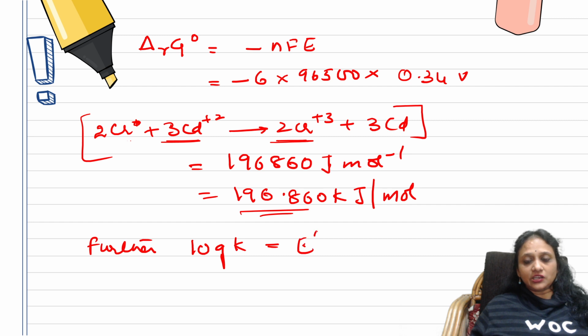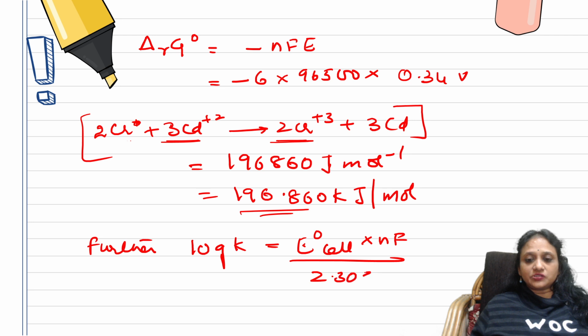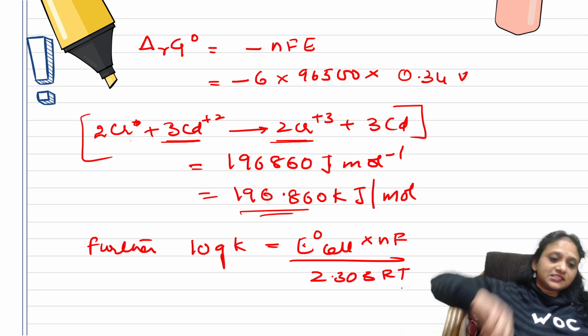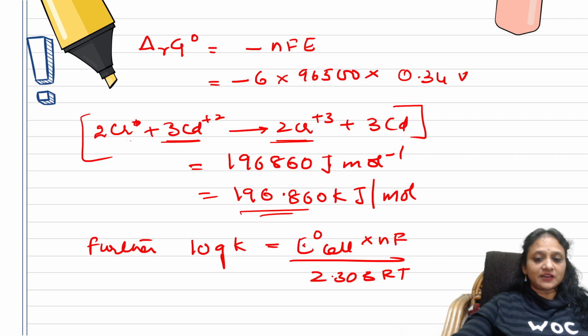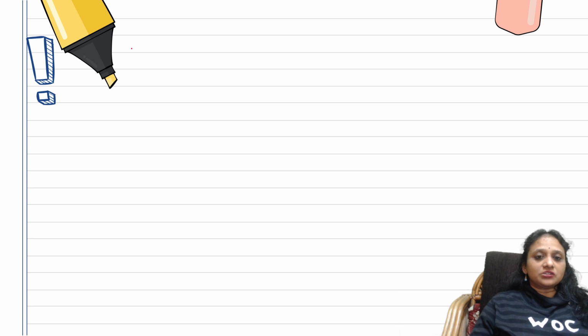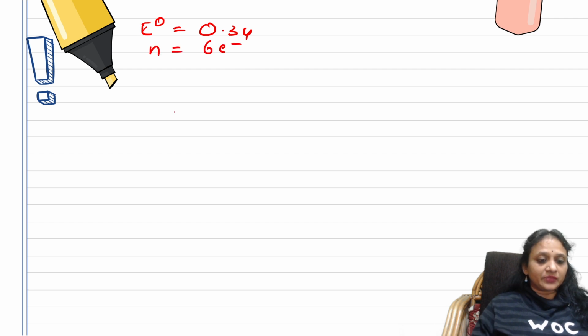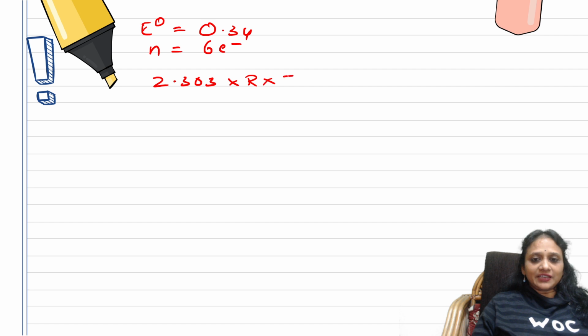Log K is equal to E naught cell into nF by 2.303 RT. Substitute the value in this. E naught cell, how much? 0.34. That is right, the value. E naught cell is 0.34. n value is 6 electrons I got. Correct. So 2.303 RT, if I calculate, I can write it as 0.059. Correct, no? Substitute the values now.